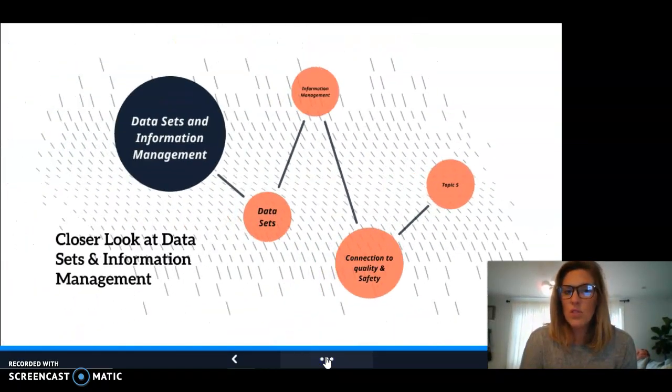This is a brief overview, a closer look at data sets and information.